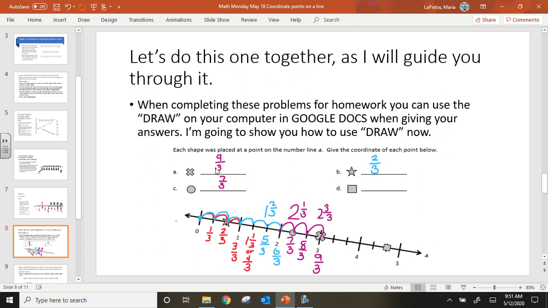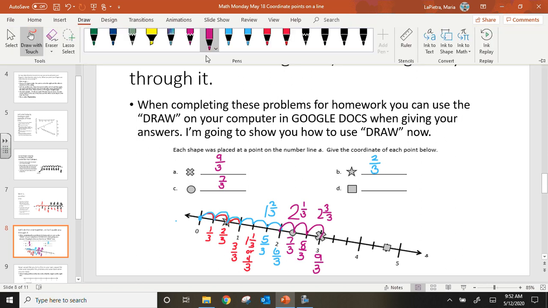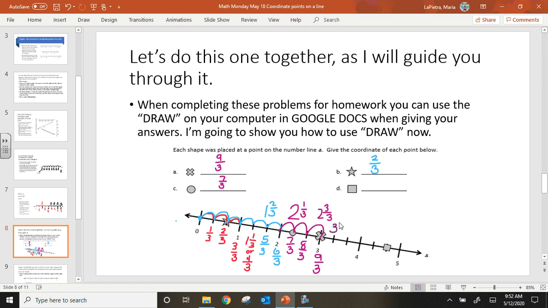Okay. And if we keep going, 3 1/3. I'll change my color again. Now I have 3 1/3. That was kind of strange. It made a couple different colors. 3 1/3, 3 2/3, or 3 3/3. And 3 3/3 is 4, equals 4.